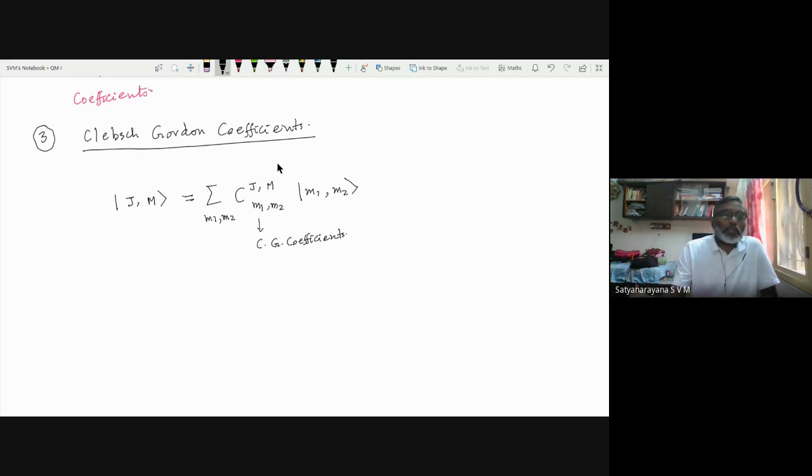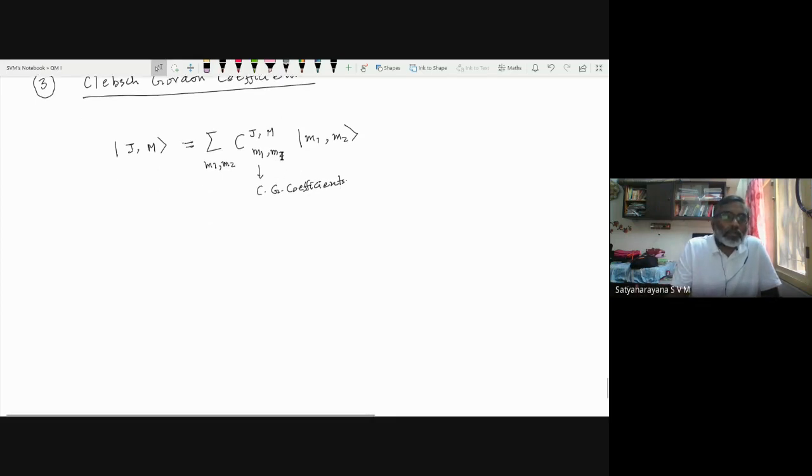Okay, so we have to understand how to get these coefficients. These coefficients are very important for reasons that we will see. Now, let us try to again get a hang of this idea by looking at examples.